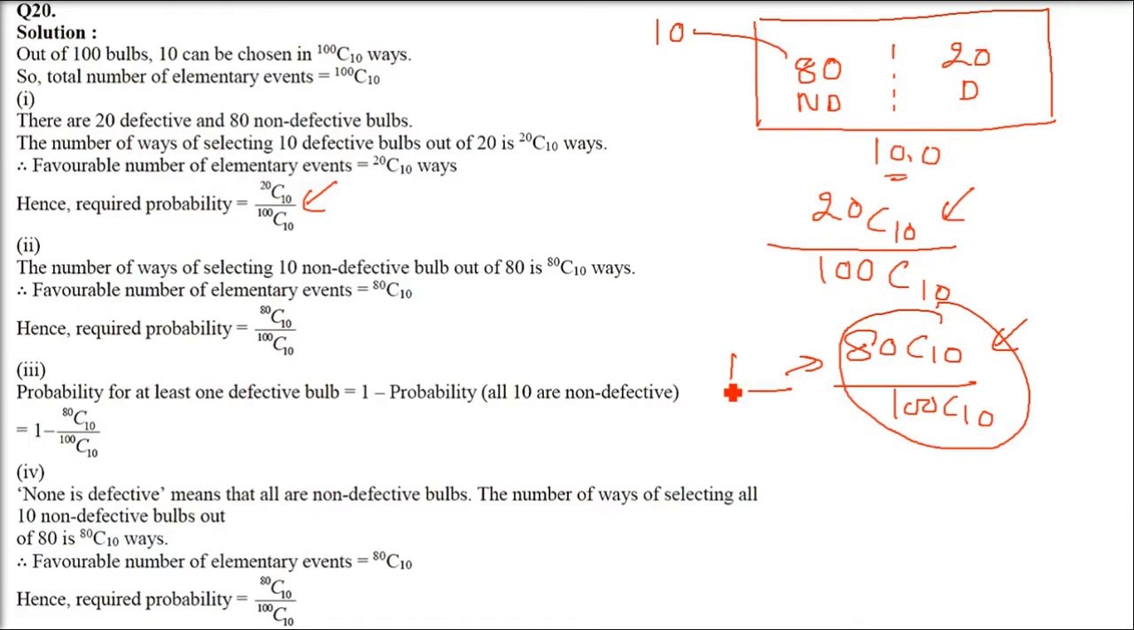We are trying to find the probability of all non-defective, which we already did in the previous part, and we subtract it from 1, so at least one will be a defective bulb. The other is none is defective. None is defective means all are good, all are non-defective. That we already did in the second part. So this will be the same, 80C10. The 10 we are taking out of 80 is the favorable case, and the 10 we are taking from 100 is the total number of cases. So 100C10.